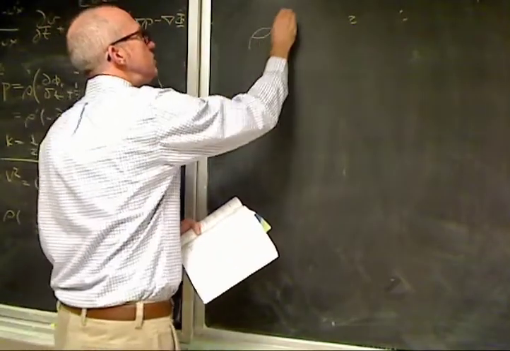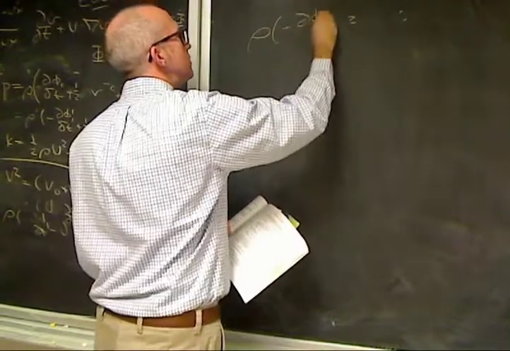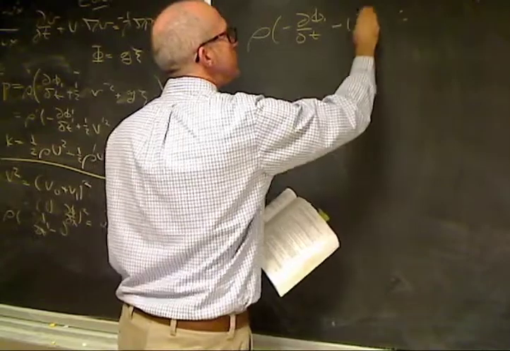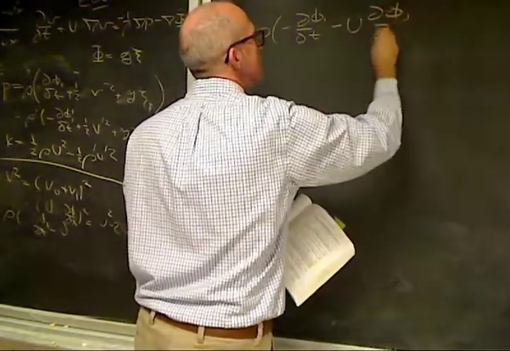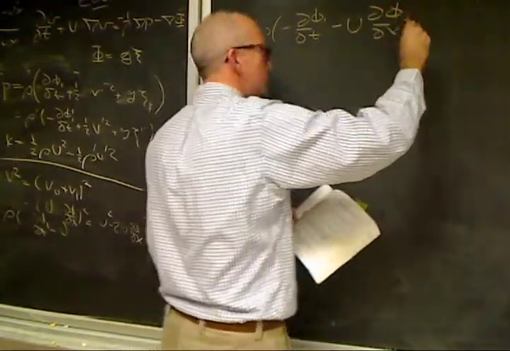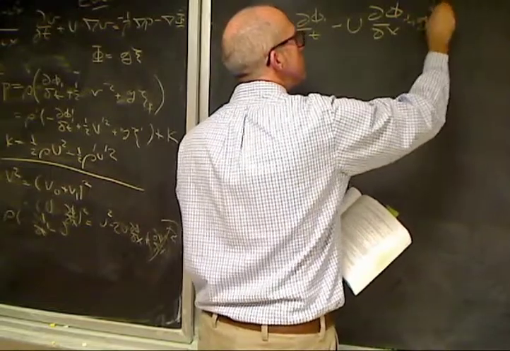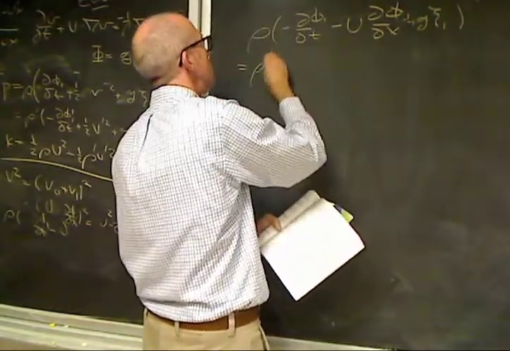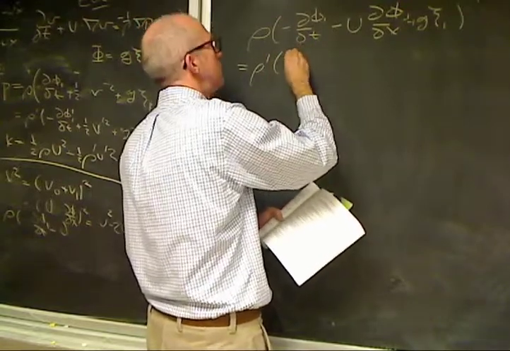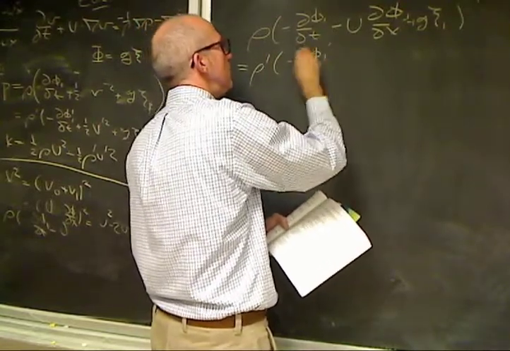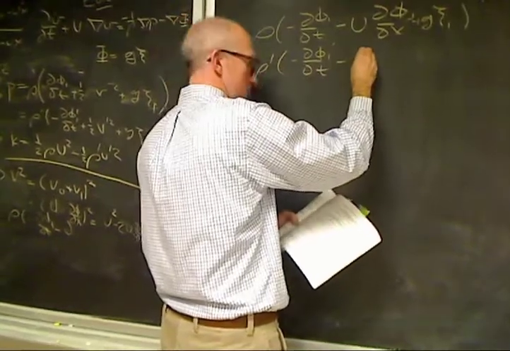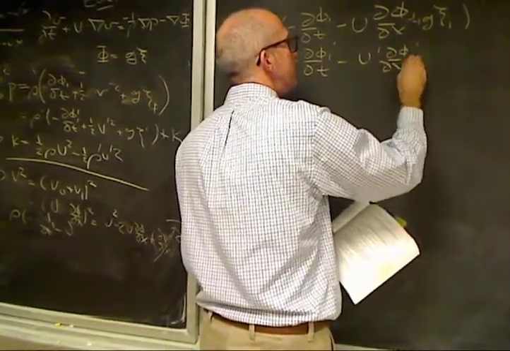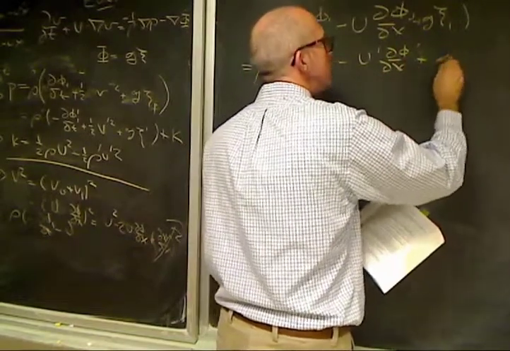So rho times minus d phi 1 dt minus u d phi 1 dx plus g c equals rho prime times minus d phi 1 prime dt minus u prime d phi 1 prime dx plus g c.